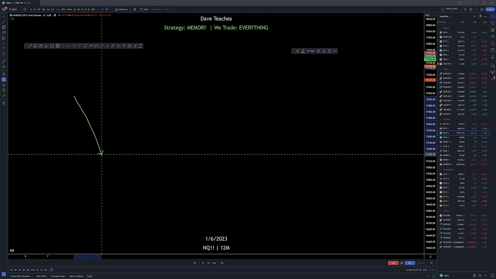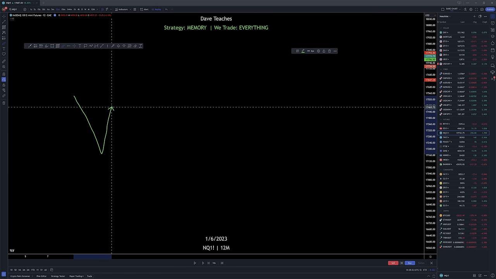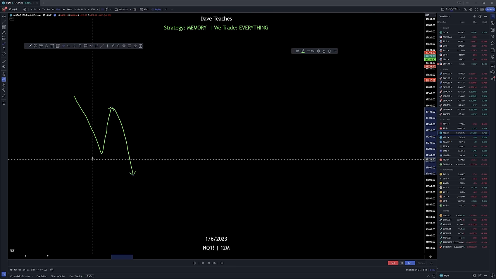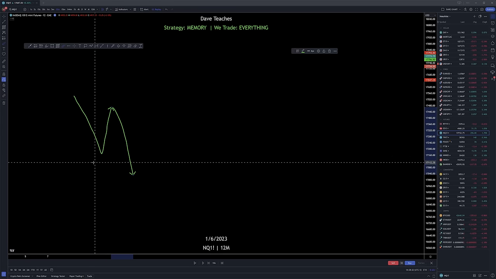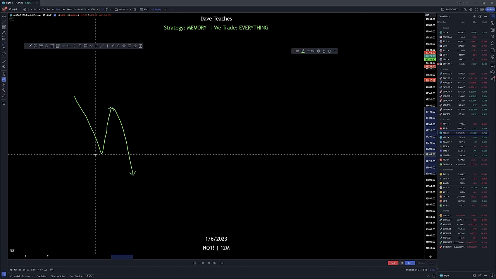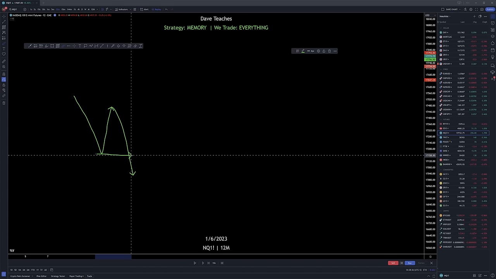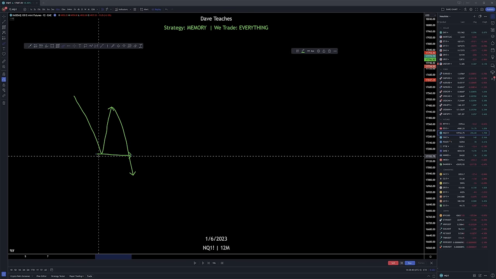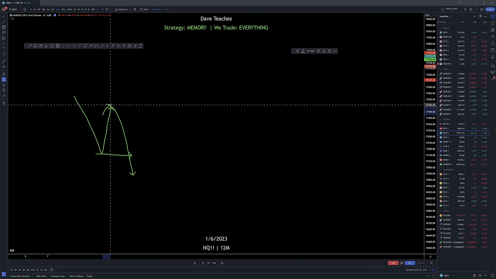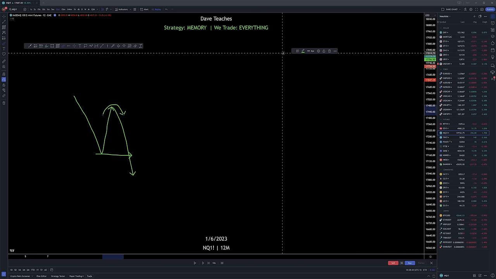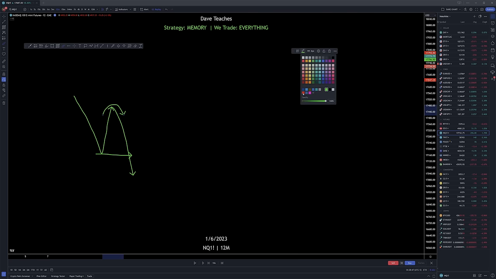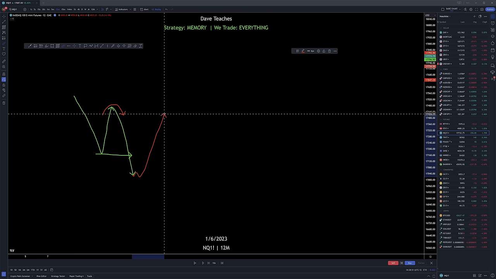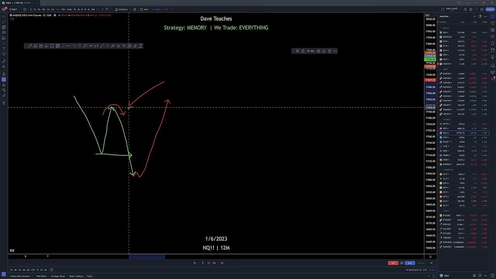You have a low, you have a high, you have another low. What do we need the low to do, right? We need the low to close below that previous low, in order to validate this high, in order to call that a protected high, right? So then we trade up above the protected high.